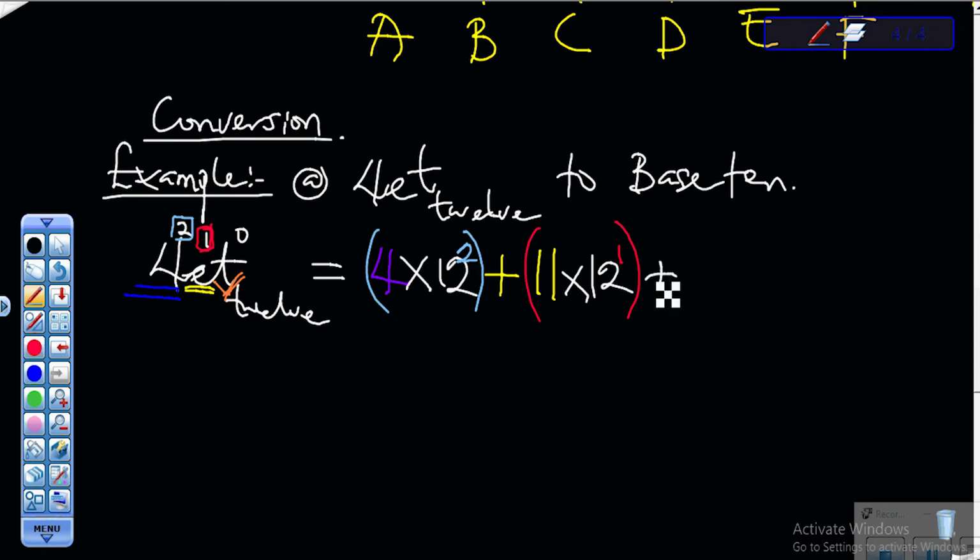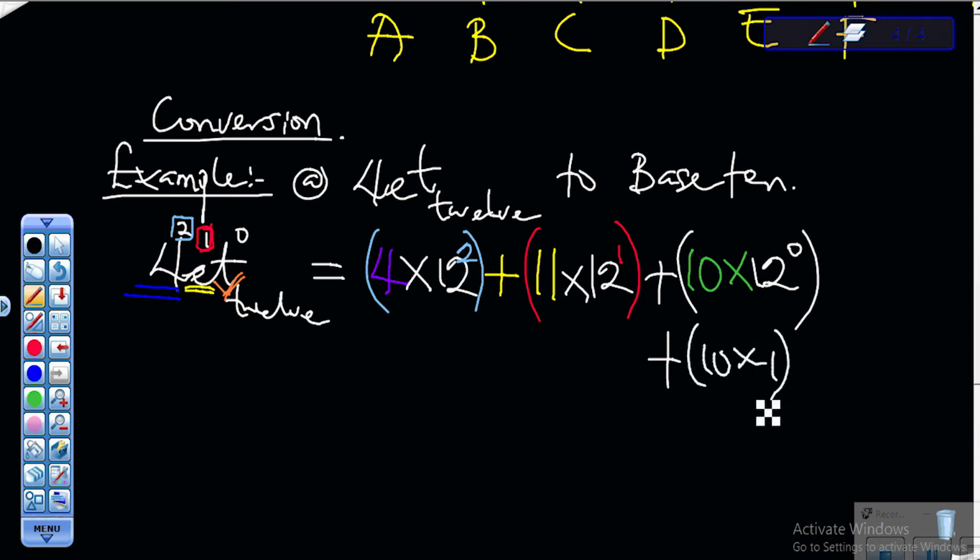Plus finally the last one, which is T. T is standing for 10. Then times 12 raised to power 0. Don't forget, any figure raised to power 0 is 1. So I have 10 times 1. Then I have 11 times 12. 12 raised to power 1 is 12.